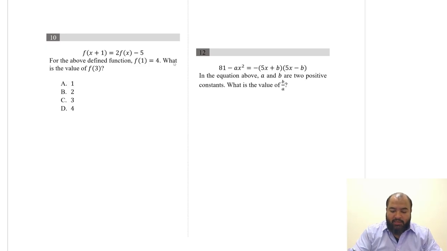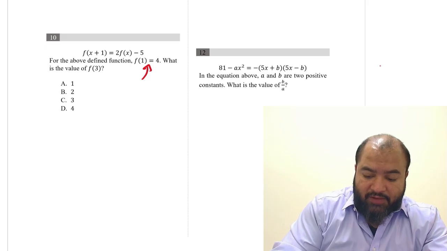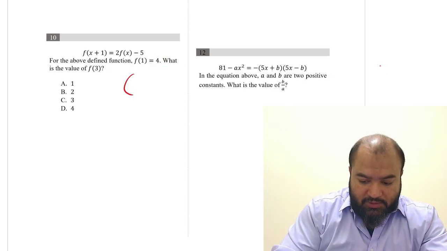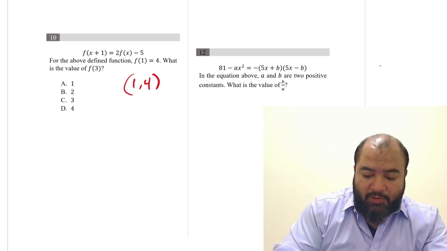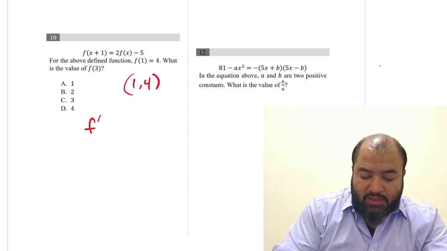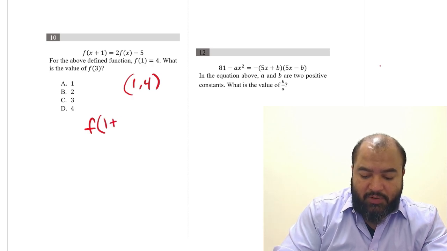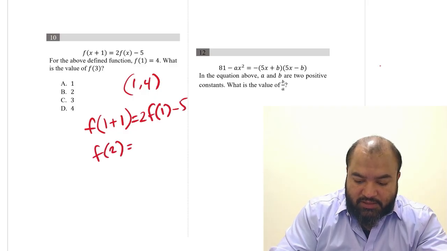For question 10, there is a point given. So f of 1 is equal to 4. Remember, the value inside the parentheses is x, and the outcome is y. So it's the point (1, 4). Okay, so I'm going to plug that in. In f of x, instead of x, I'm going to plug in 1. So when x is 1, f of 1 plus 1 equal to 2 times f of 1 minus 5. So it's f of 2 is equal to 2 times f of 1 minus 5.